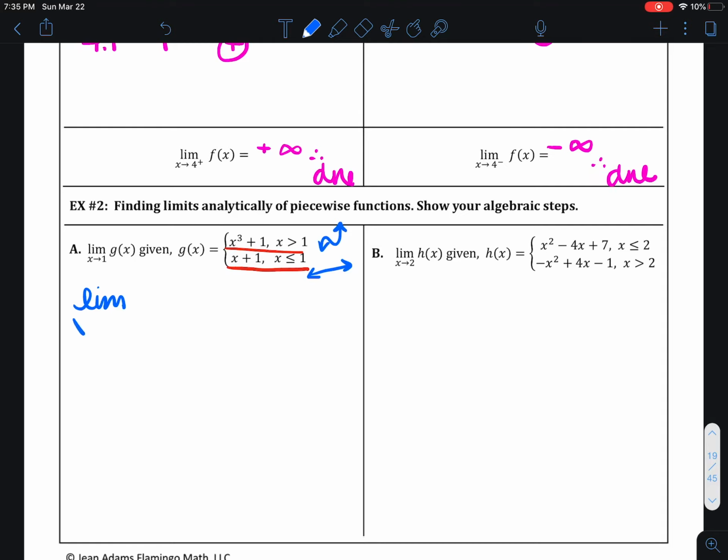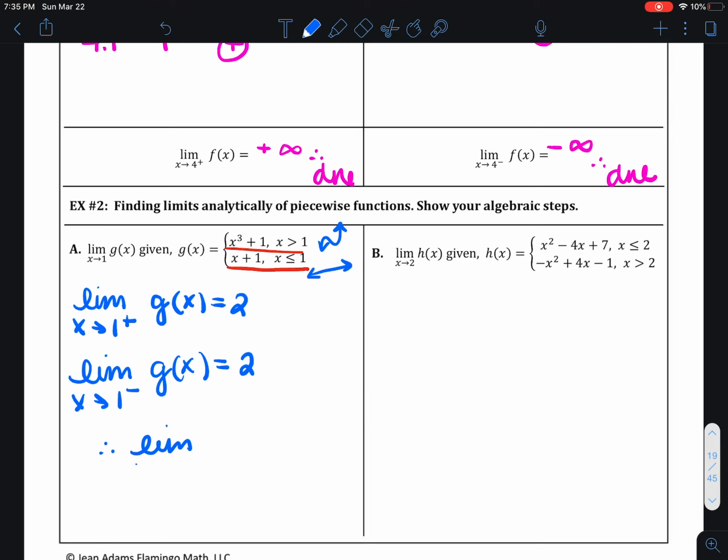So the limit as x approaches 1 from the right, we're going to plug 1 in, and g of x here is going to equal 2. And we're going to try it from the other side. We're still going to plug 1 in here because we wanted to see where it was going as it approached from the left. And so from the left, I get 2 as well. And so therefore, the limit as x approaches 1 of this piecewise function is 2.